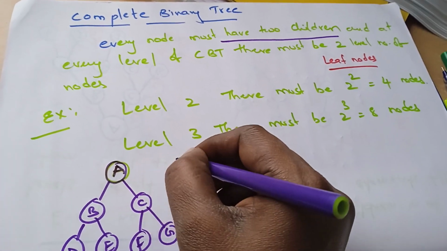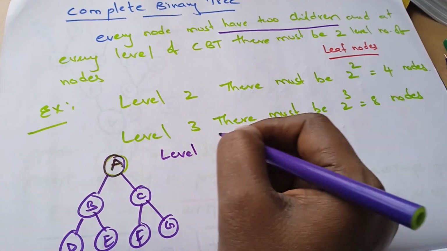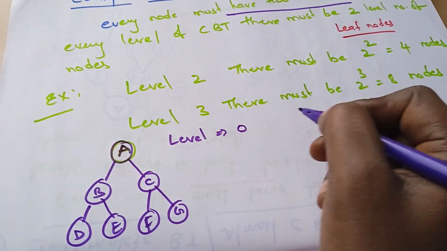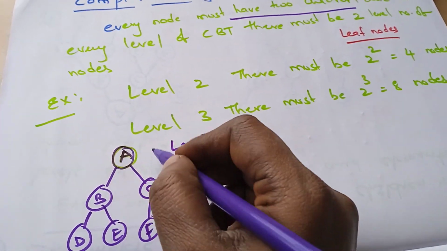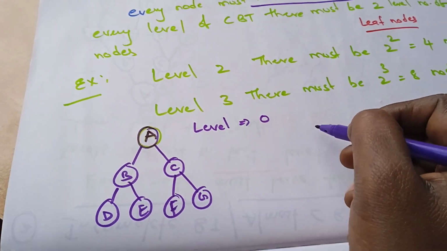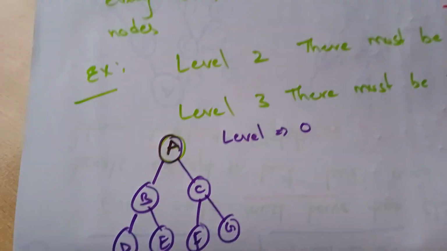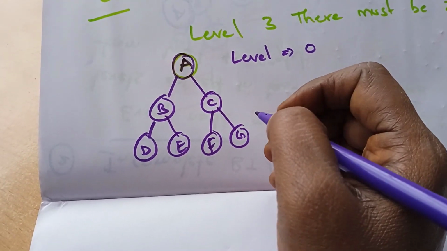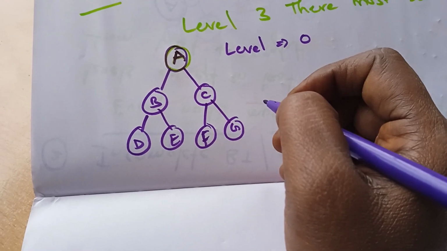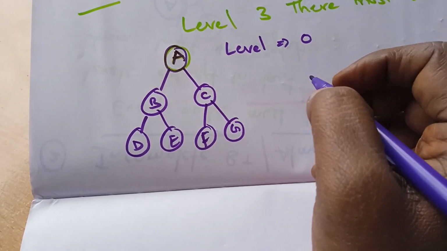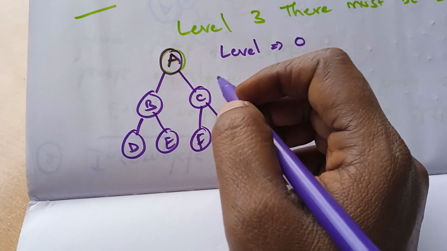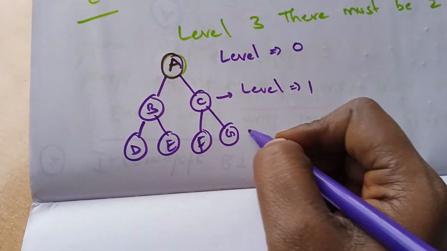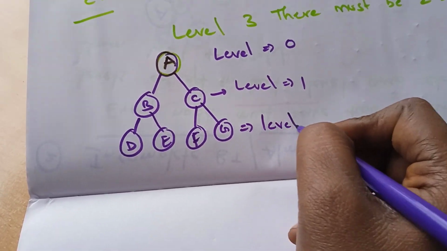Now let's see, what is a level? Level of A is 0, right? A is the root node. To understand what is level, what is height, what is depth, the tree terminologies, please kindly go through the tree terminologies video that is available in the description. Okay, level equal to 0. Now this is level equal to 1, and this is level equal to 2.